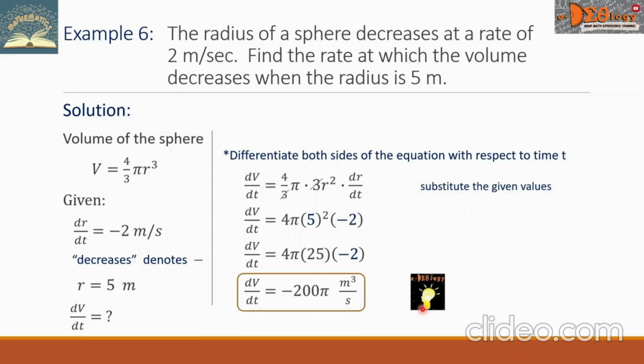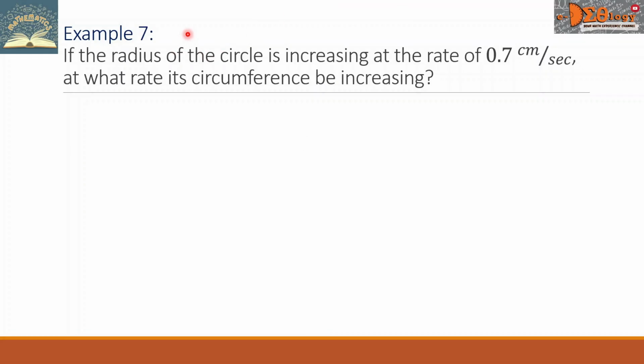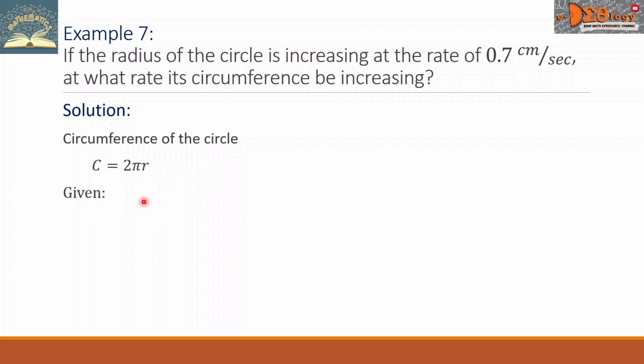Example 7. If the radius of a circle is increasing at the rate of 0.7 centimeter per second, at what rate will its circumference be increasing? Our step 1 is to identify the formula. The problem is mentioning a circle and circumference. In this case, we're going to use the formula for the circumference of the circle, and that is C equals 2 pi r.